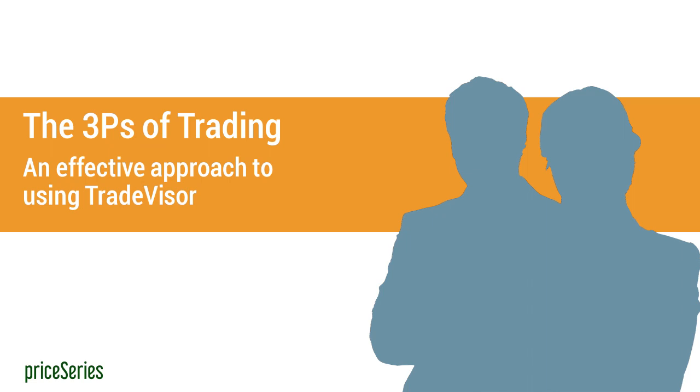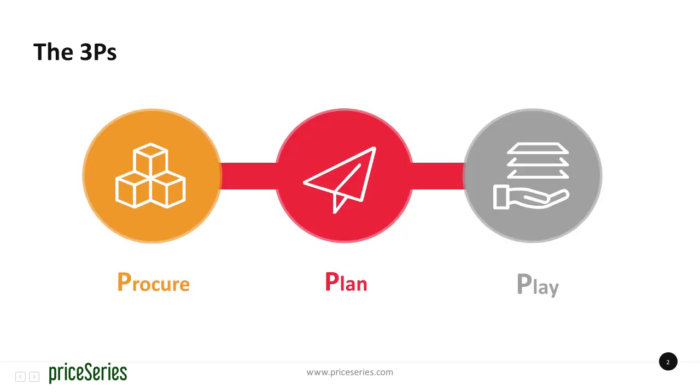The 3 Ps of trading are Procure Phase, in which a trader makes a basic selection of the stocks they would like to trade. Plan Phase, in which the trader conducts a basic analysis of the available trades and decides on the trades to execute. And Play Phase, which includes trade execution, trade risk, and trade management.